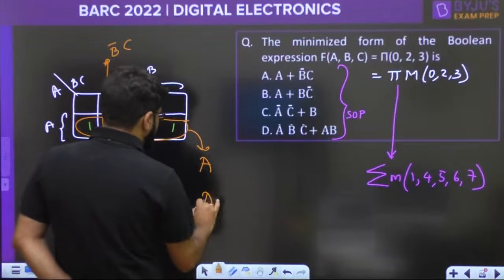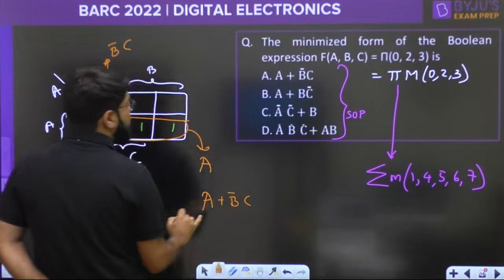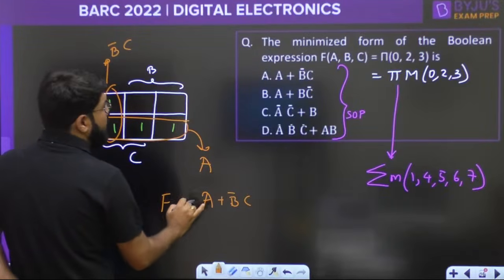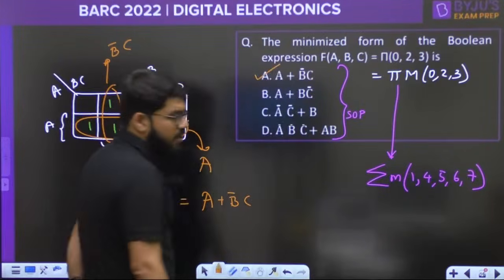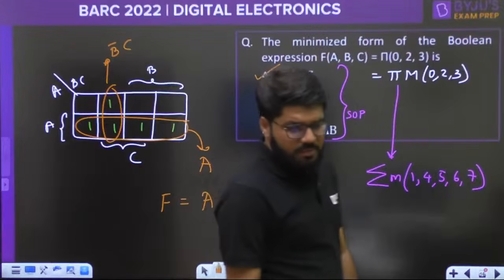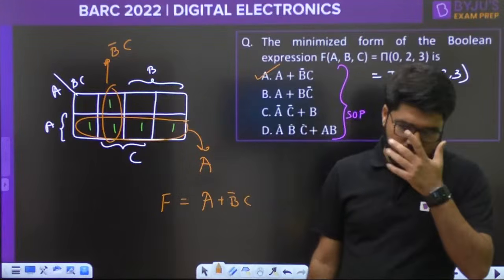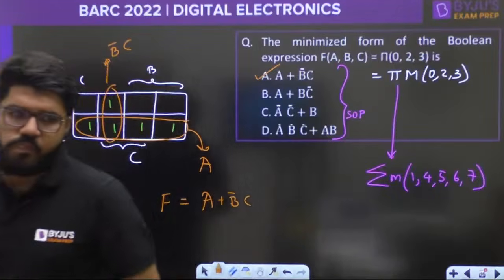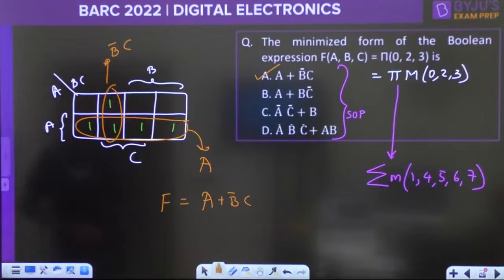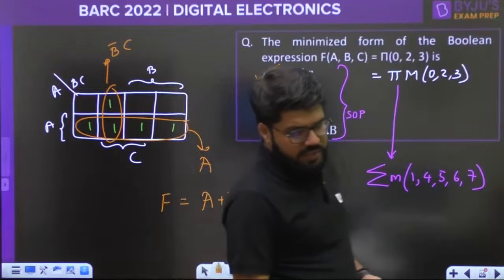So the answer should be A plus B bar C. That is the Boolean function f, A plus B bar C, option number A. That's what I have in the comment box. Yes, exactly, that is what we have in the comment box also. Correct. A plus B bar C, all okay.